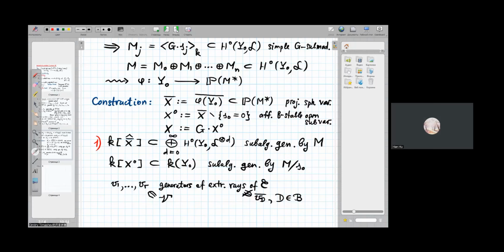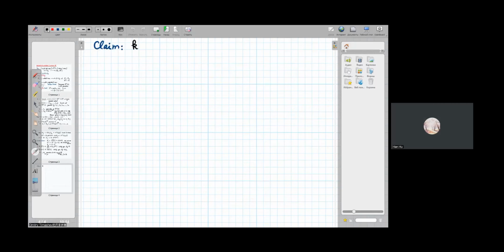Well, let me go back to the claim. The claim is that the coordinate algebra of this affine open subset X0 can be described as follows. It consists of all functions which are regular on the open B orbit. The open B orbit we denoted by Y upper node, if you remember. So this means that a function f has a B-stable divisor of poles. It is everywhere defined on the open B orbit, and therefore the poles are in the complement of the open B orbit. The poles are B-stable.